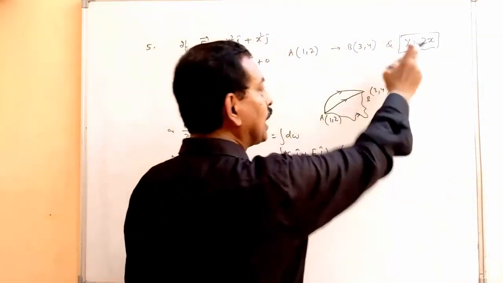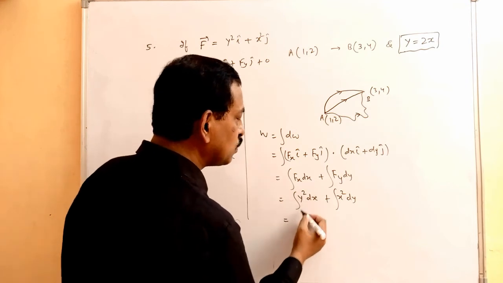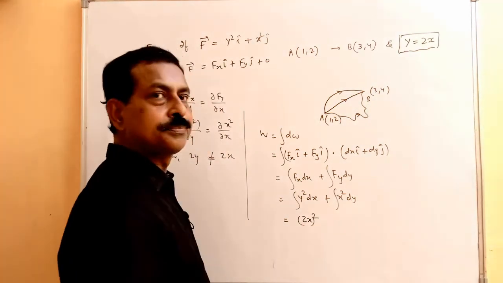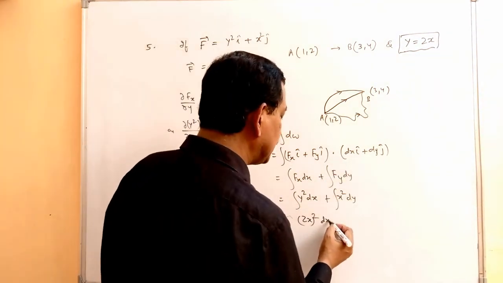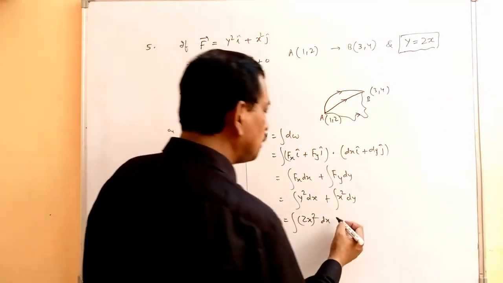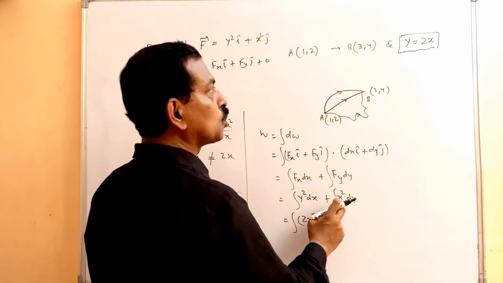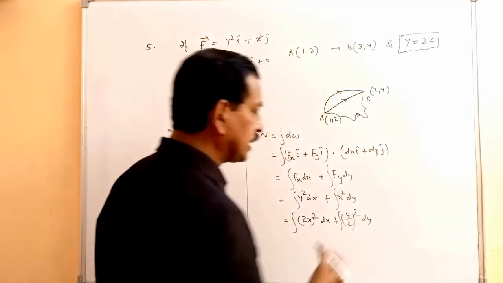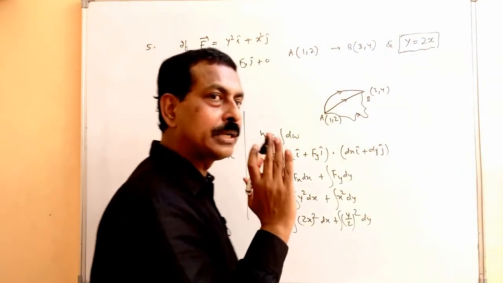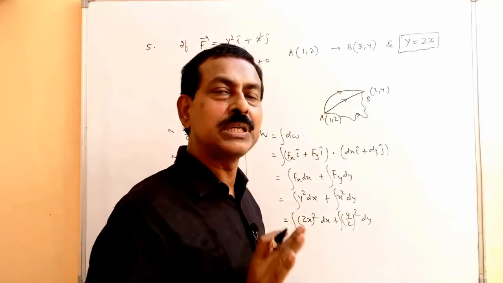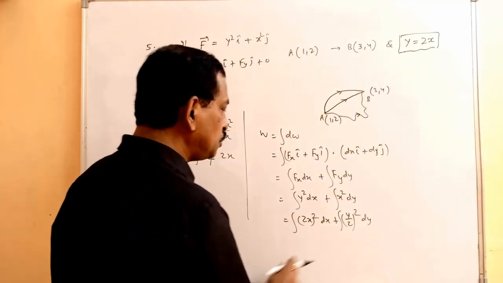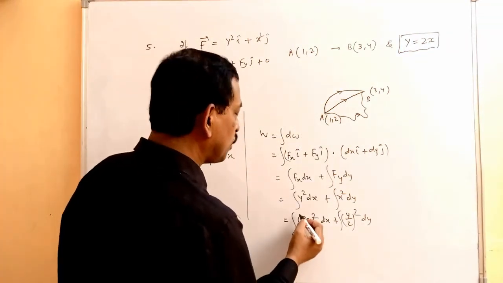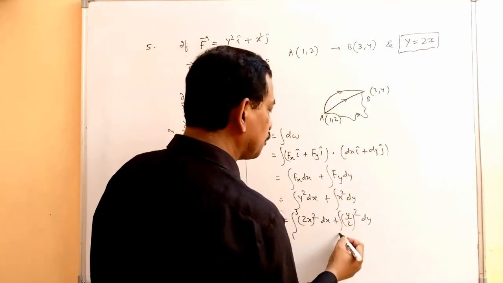So y equals 2x. What we'll do here, as it is y square, we'll substitute 2x whole square for y square into dx, and we'll integrate it. Similarly, for this one, it is x square. So x will be how much? It is y by 2 whole square dy, and we'll integrate it, so that we can define the specific path along which this work has been carried out. Of course, we have to put the limits also. For x it varies from 1 to 3, and for y it varies from 2 to 4.